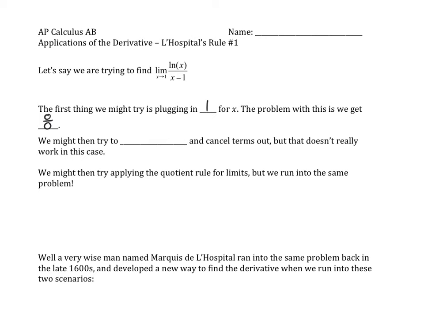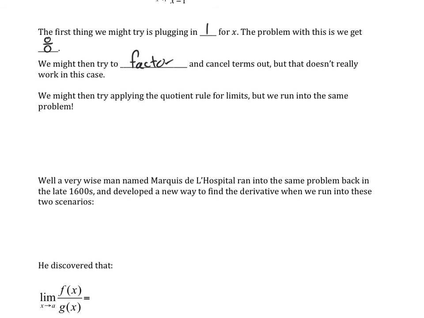Now you remember when we had a situation like this, what we might try to do is factor and cancel out terms, but there's really nothing to factor here. You can't factor ln of x. Obviously, you can't factor x minus 1. So you might be saying, all right, well, maybe I could try the quotient rule. I imagine most of you are saying, I have no idea what the quotient rule for limits is.